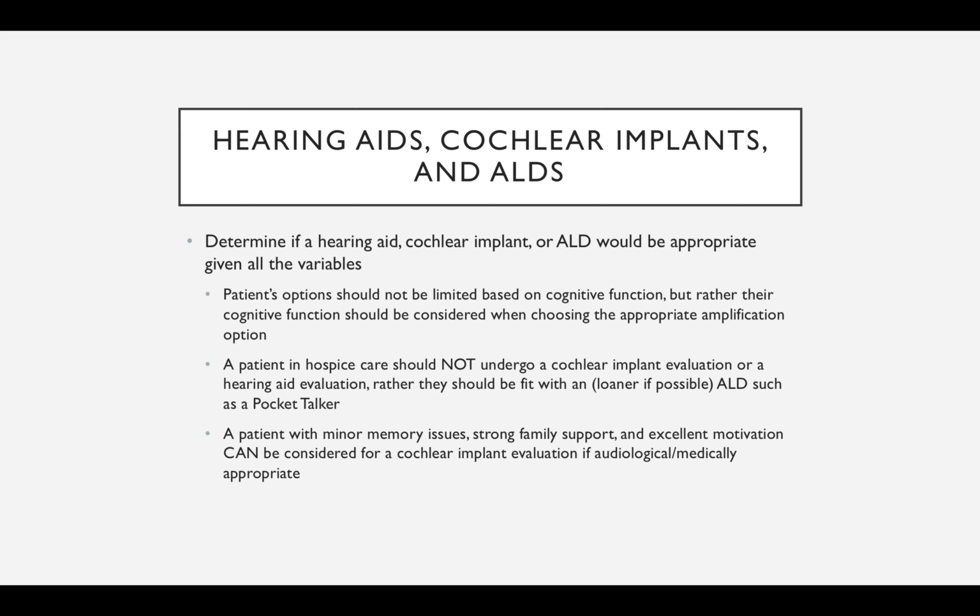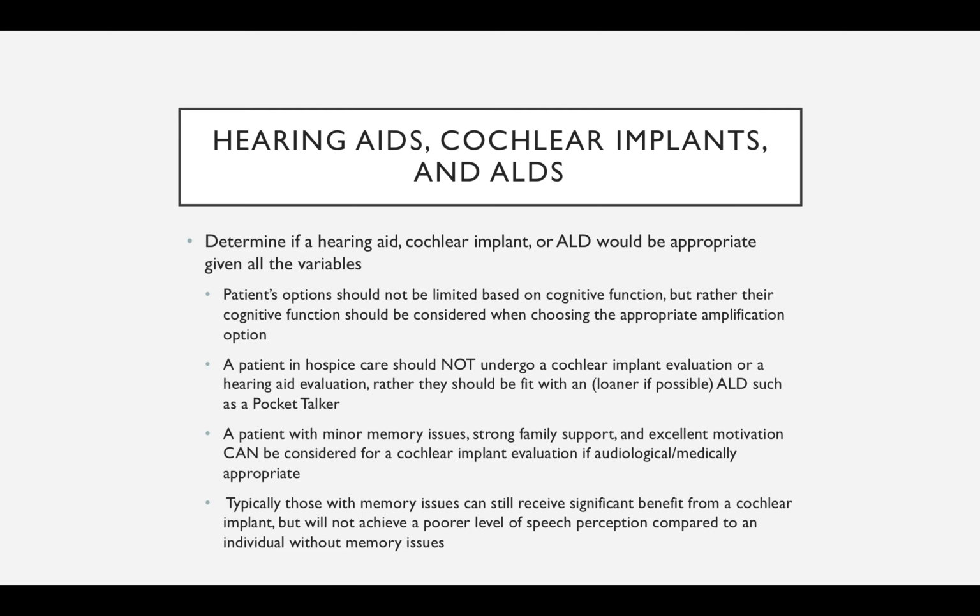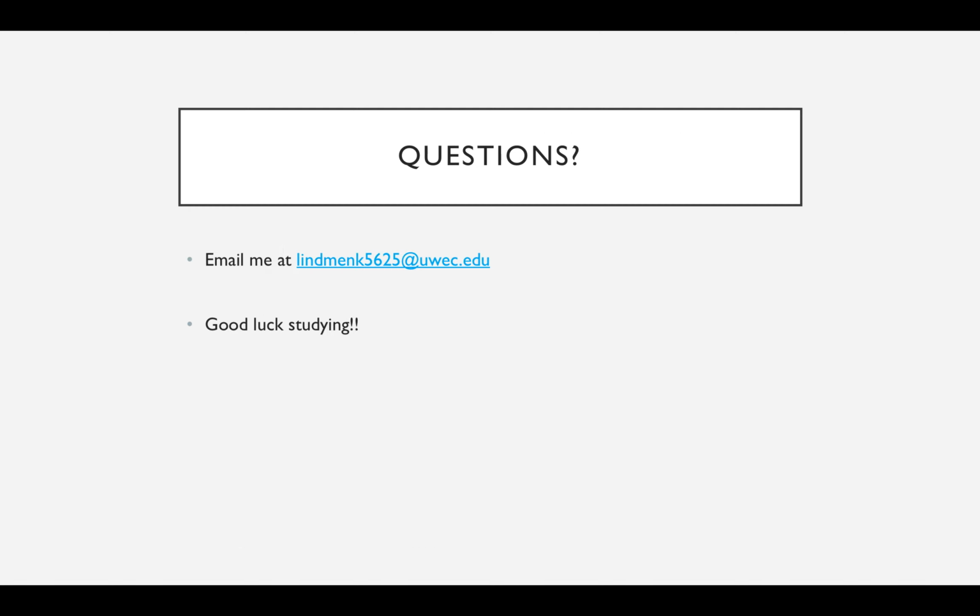And then a patient with memory issues, strong supportive or minor memory issues, strong family support, and excellent motivation can be considered for a cochlear implant evaluation if audiologically or medically appropriate. And then typically with memory loss issues, it can still receive significant benefit from a cochlear implant, but will not achieve as high a level of speech perception compared to an individual without memory issues.